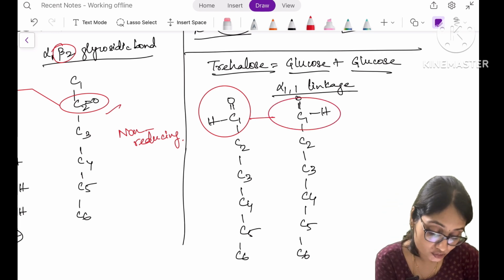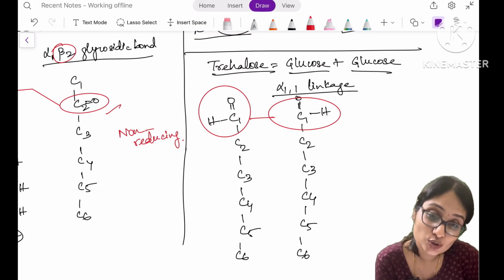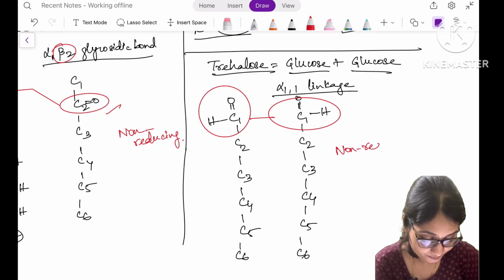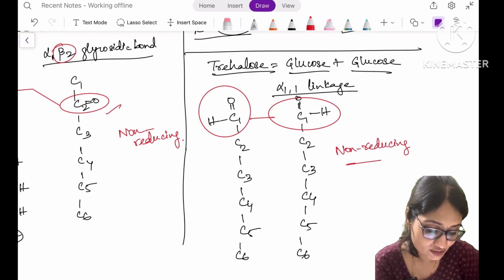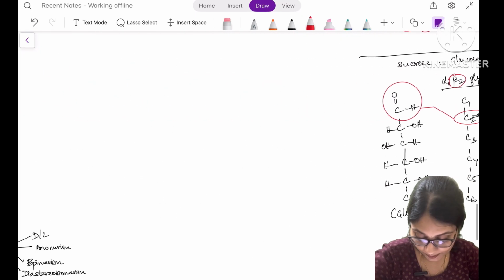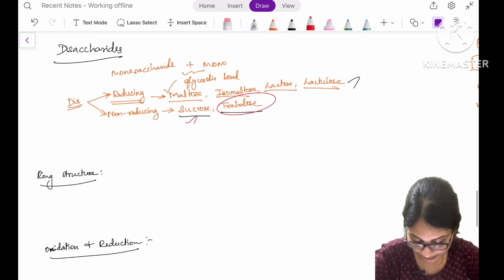So in this also both the functional groups are involved in bonds. So there is no free functional group, and hence do you think it's reducing or non-reducing? It is non-reducing again. So this is about our glucose disaccharides. Now let's move on to ring structure.